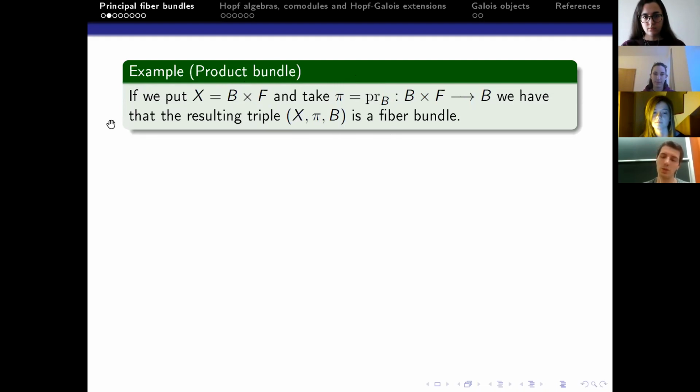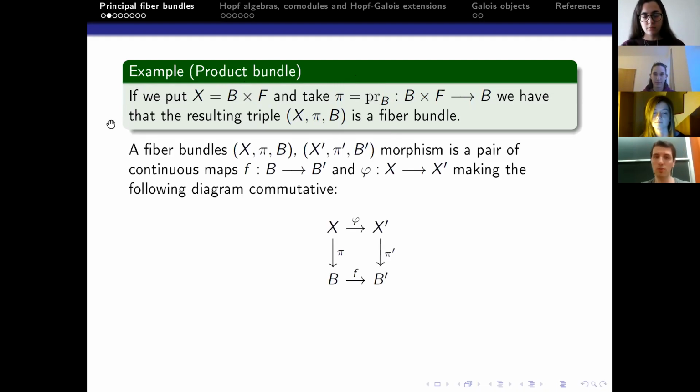Okay, so now that we have bundles, we can define morphisms of bundles, so that we have a nice category. The arrows in this category are bundle morphisms, which are nothing more, nothing less than 2 maps, in this case continuous maps, between the bases B and B prime and the total spaces X and X prime, making this diagram commutative, meaning that, of course, the composition of these 2 maps equals the composition of these 2 maps.